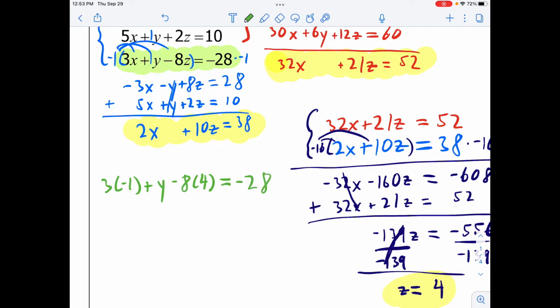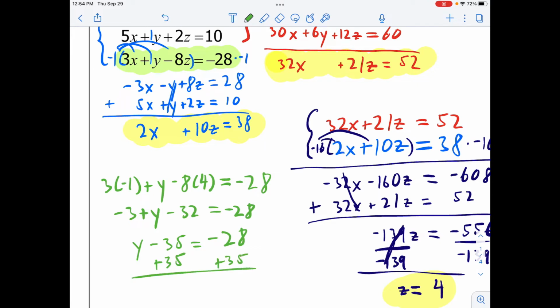So just that original bottom equation. Okay, we get negative 3 plus y minus 32 equals negative 28. Combine like terms, we get y minus 35 equals negative 28. And then we'll add 35 to both sides.